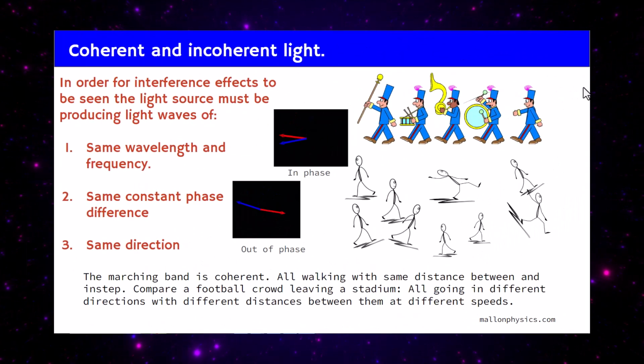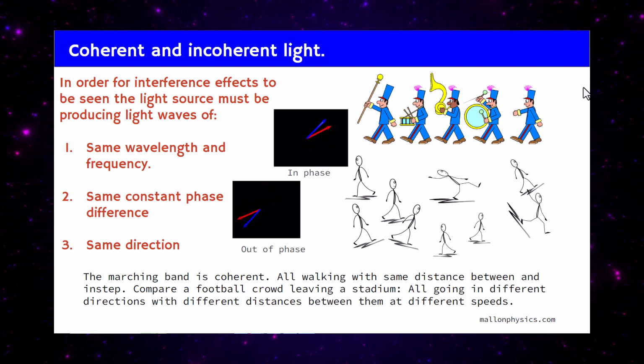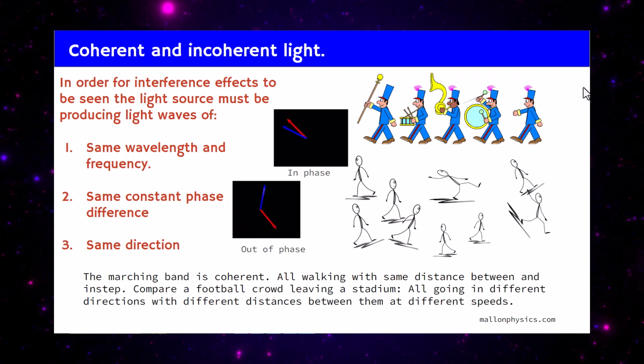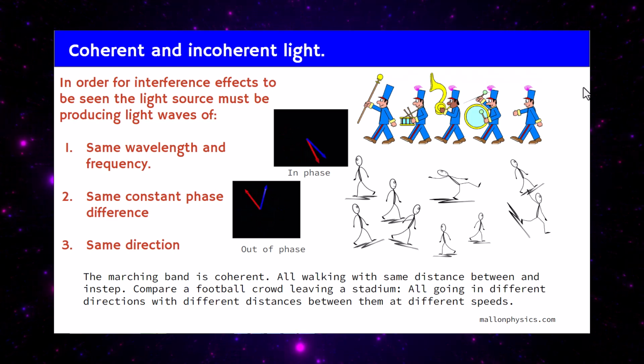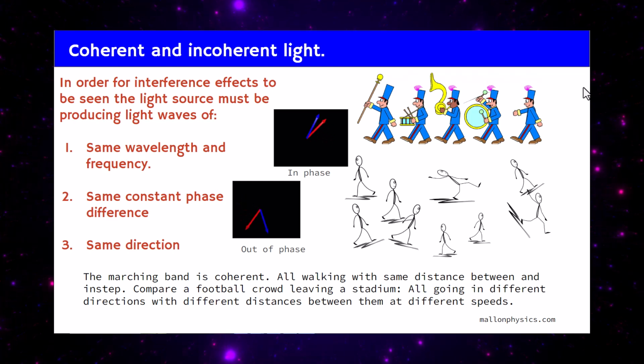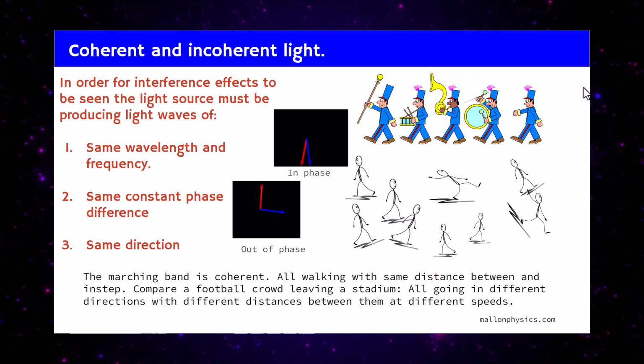Just a wee word about coherent and incoherent light. In order for interference effects to be seen, the light source must be producing light waves which are coherent. So what do we mean by coherent? Coherent light has got the same wavelength and same frequency. Coherent waves have got the same constant phase difference.